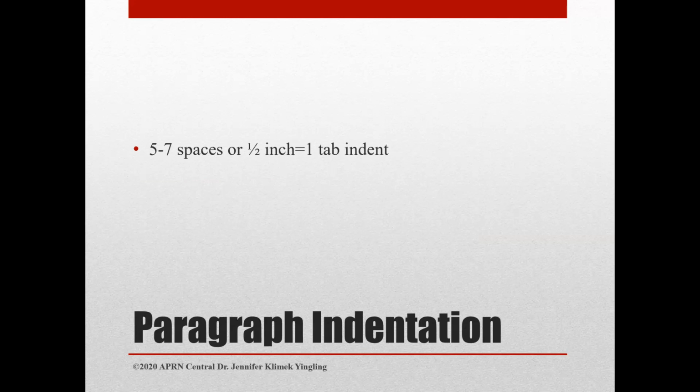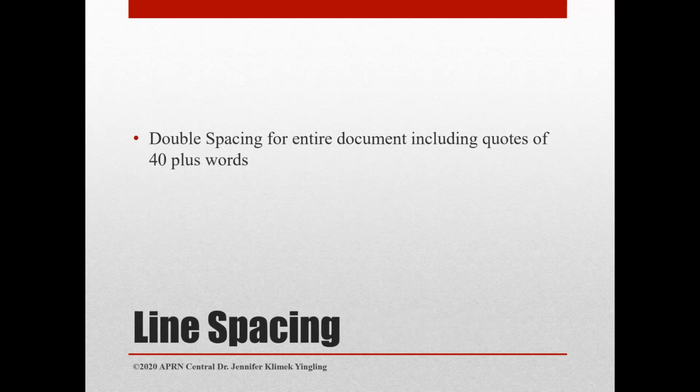Okay, paragraph indentation. So if you look at APA, it's going to tell you 5 to 7 spaces or a half an inch. Okay, this is 1 tab indent, 1 tab indent for your paragraph indentation. Line spacing, we talked about that, and it should be double spacing for the entire document. This is including quotes with 40 plus words.